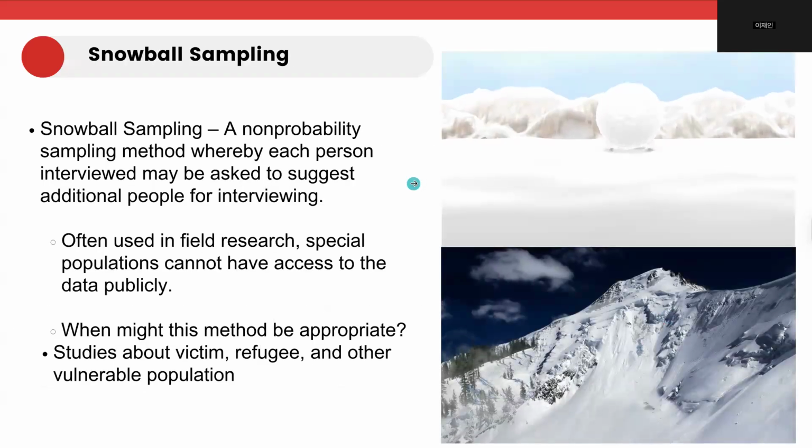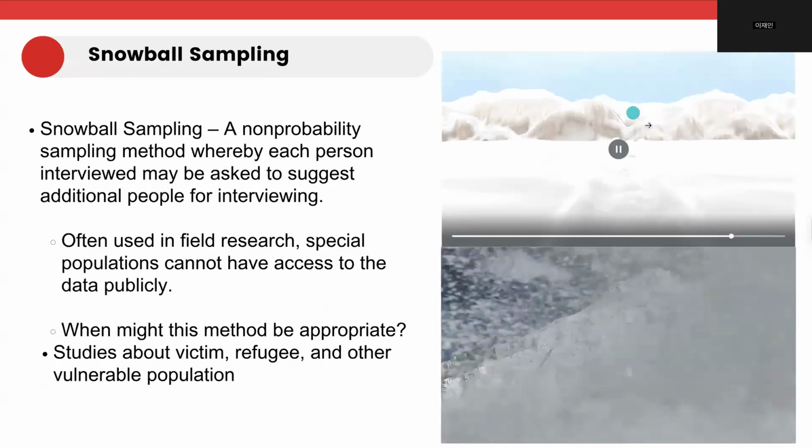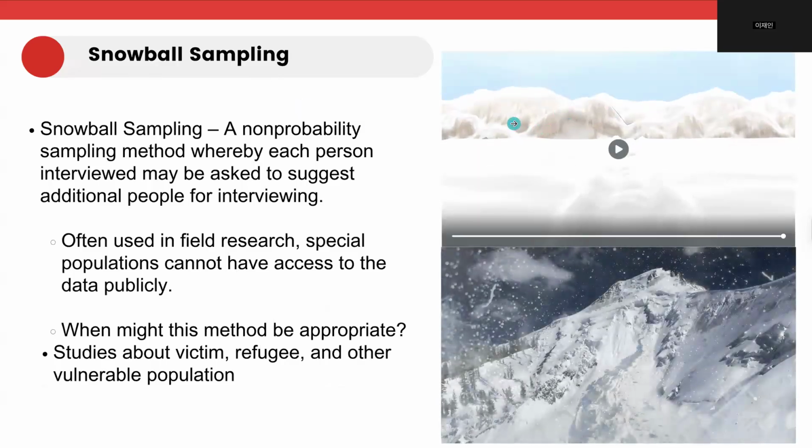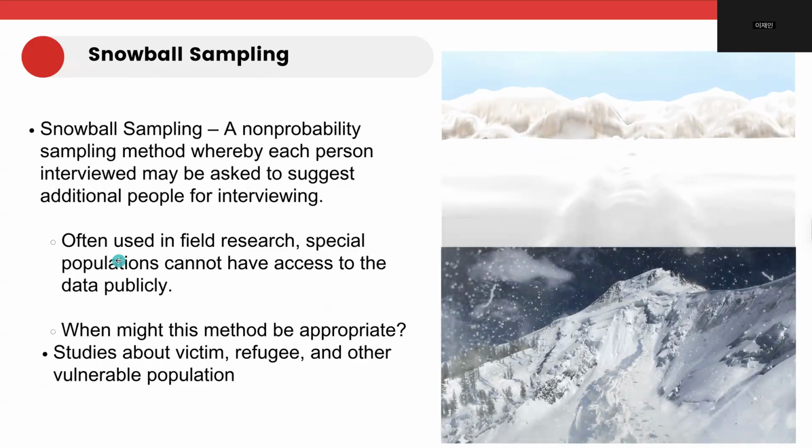So another one, the third one, is snowball sampling. From a very small snowball, it can become larger and larger. This is also a non-probability sampling method where each person interviewed suggests additional people. So you start by interviewing one person and then ask, could you introduce some of the other people you know? Sometimes you may not have access because that might be very confidential and you may not know the people of interest to your research.